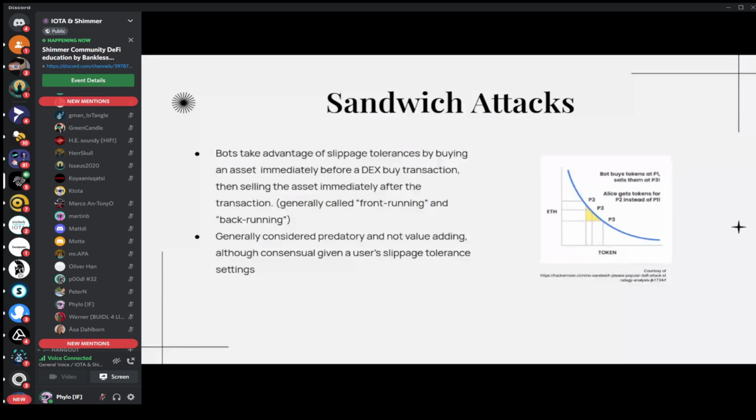It's not value adding, but it's also consensual. If people understand slippage settings, then it's generally not profitable to do this to very small trades, just because of gas fees and a lot of other reasons.